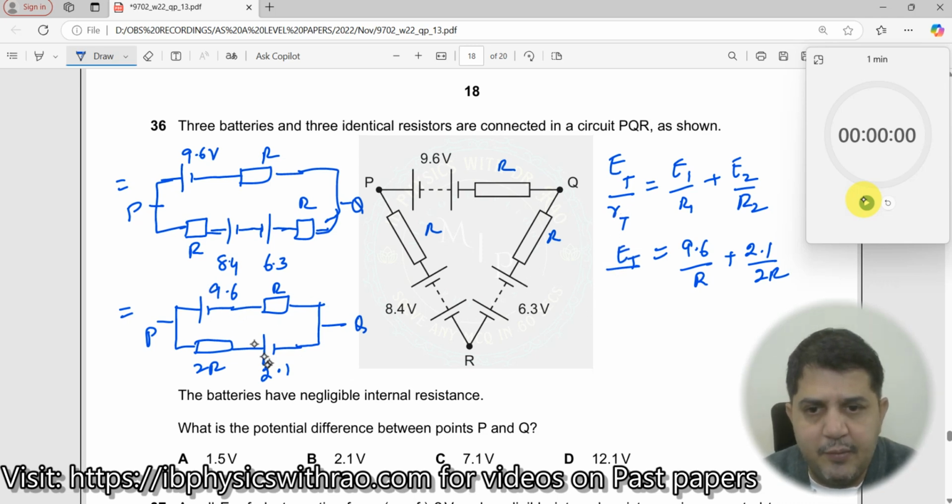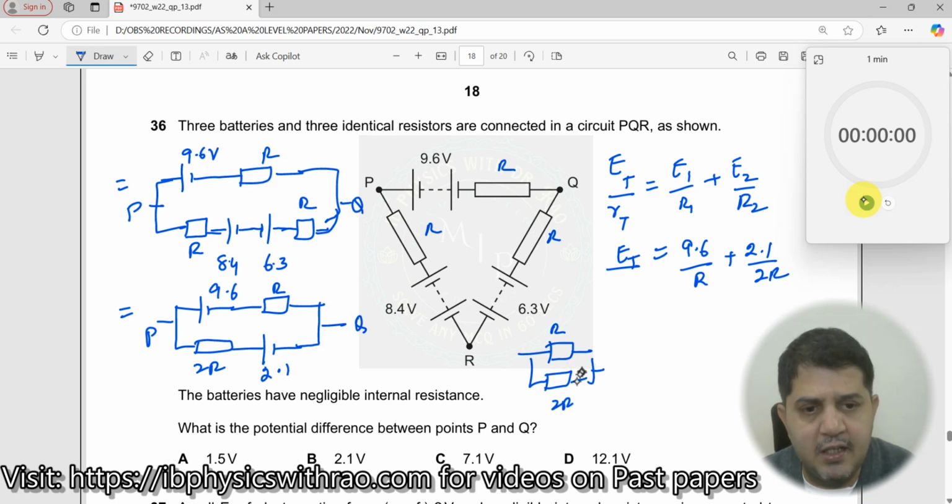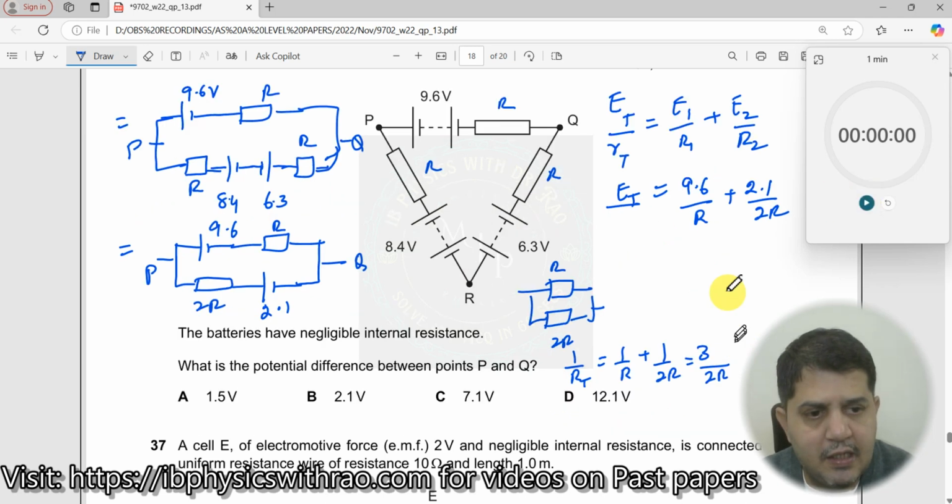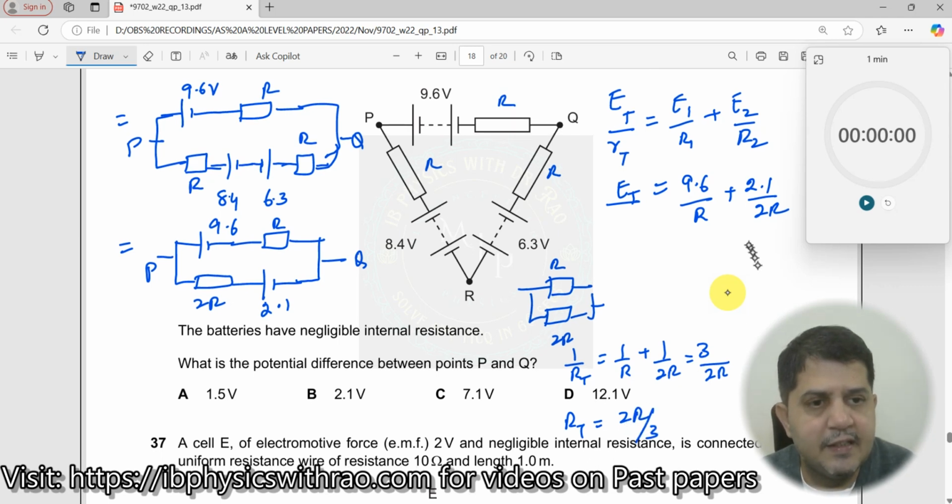R total means I'm going to remove the batteries and find the effective resistance. When I remove the batteries, you will have one resistance which is R, and another resistance which is 2R. Now these two appear to be parallel. What is the effective resistance between these two? 1 by R total is equal to 1 by R plus 1 by 2R. Taking 2R common, this is 2 plus 1, which is 3 by 2R. So R total is equal to 2R by 3.